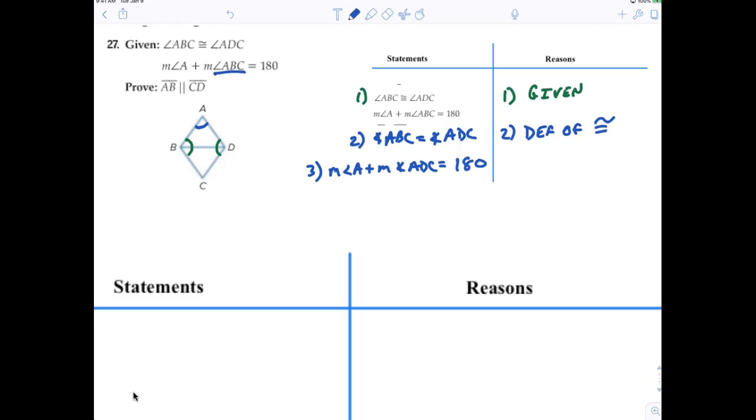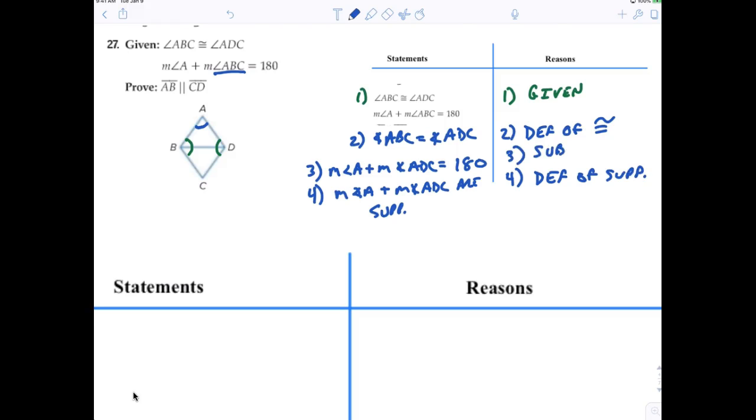Does everybody agree with that? Now, I don't think it says the consecutive interior angles add up to 180. They say consecutive interior angles are what? They say they're supplementary, right? So I think what we have to do now is say the measure of angle A and the measure of angle ADC are what? Supplementary. And that we could say is what? Definition of supplementary. Is everybody good with that?